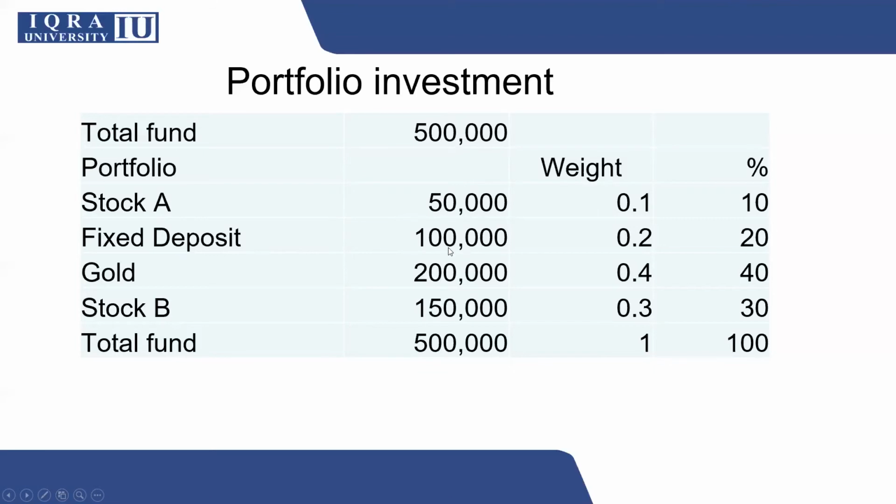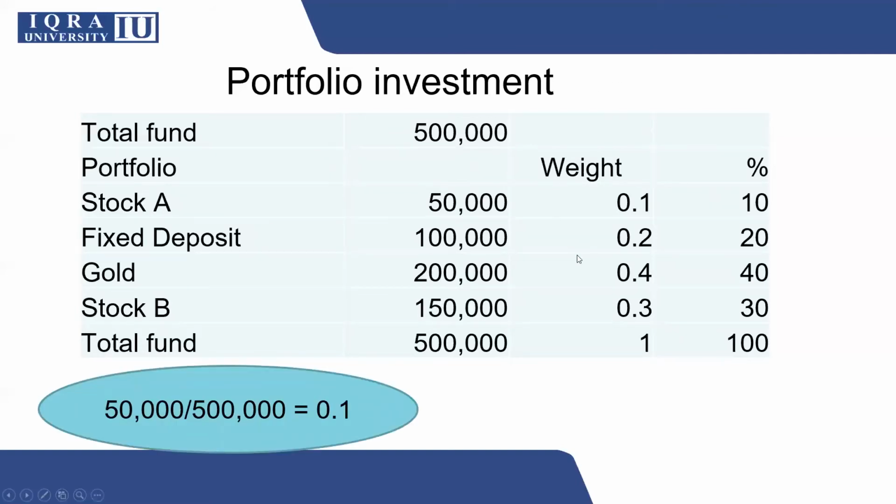I'm keeping 100,000 in stock B. So if we are interested to find out its weight, or in simple terms, what is your investment plan in different portfolio structure, we can calculate the weight of each and every investment that you are making. I'm making 50,000 in stock A, and the total sum is 500,000.